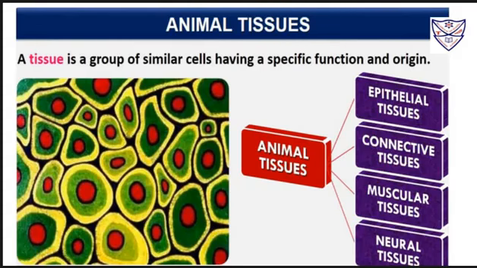We know that the bodies are very complex systems because they carry out complex functions like digestion, respiration, reproduction. So in order to carry out these functions, the body needs to be well organized. The smallest unit of our body is cells. So a tissue is nothing but a group of similar cells having one specific function and origin. So animal tissues can be divided into epithelial tissue, connective tissue, muscular tissue and neural tissues.